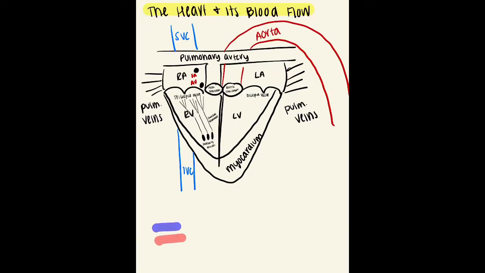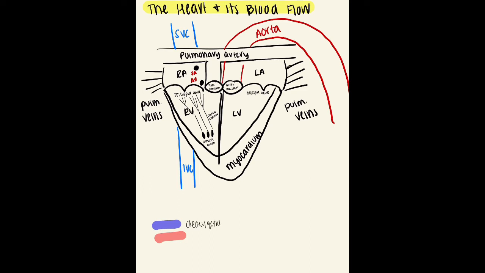Now that we know the heart anatomy, let's discuss the blood flow through the heart. In this diagram, blue represents deoxygenated blood and red represents oxygenated blood. Deoxygenated blood enters through the right atrium via the superior and inferior vena cava. Blood travels through the tricuspid valve into the right ventricle.